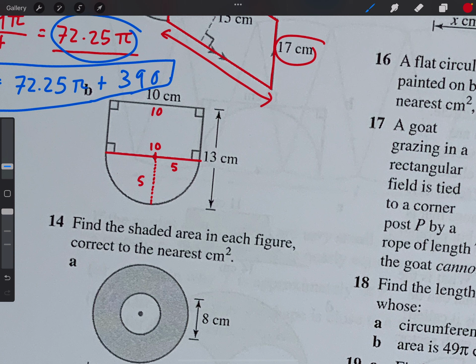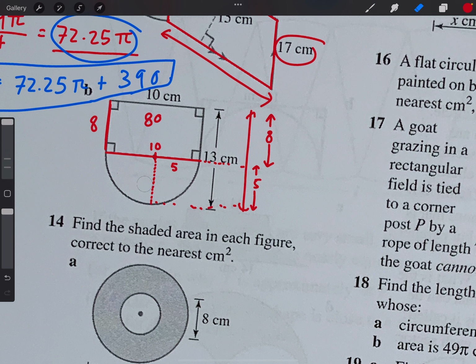So we have that this whole thing is 13. But then this part at the bottom is 5, so 13 take away 5 will give you 8. So this upper part must be 8, which means that this length here is 8. So now it's easy to find the area of the rectangle. All we got to do is say 8 times 10, that's 80. That's the area of that one.